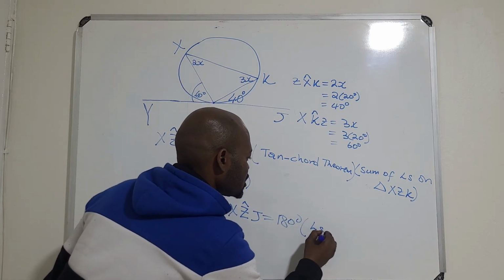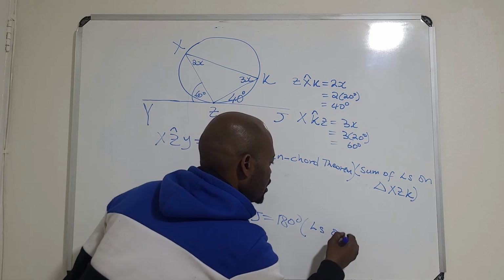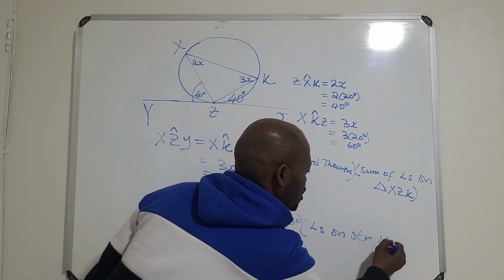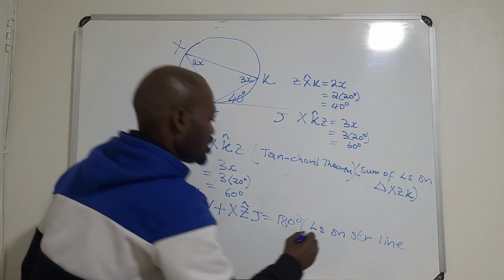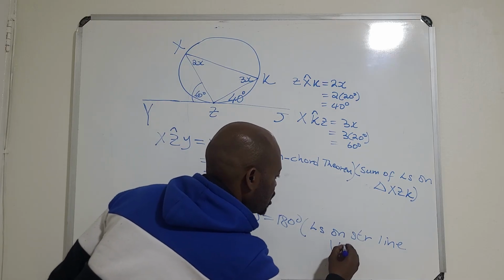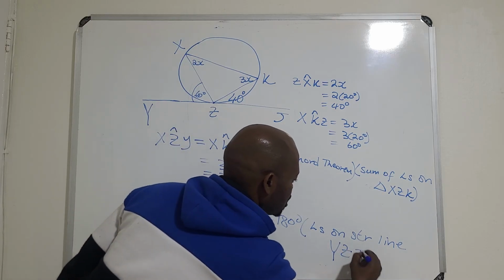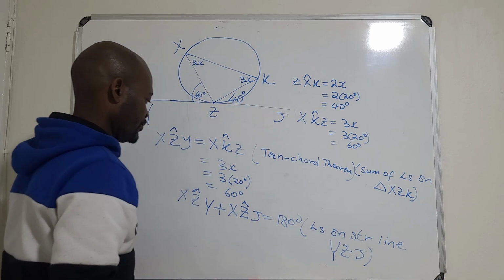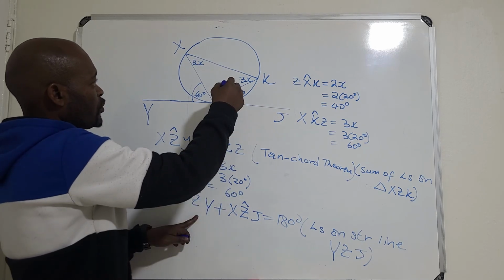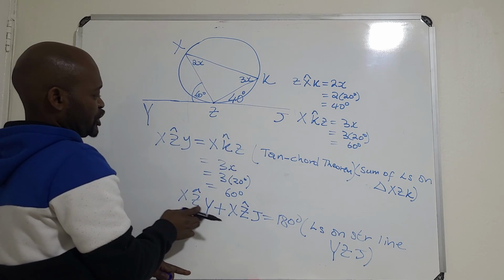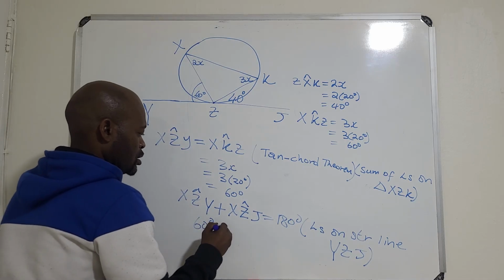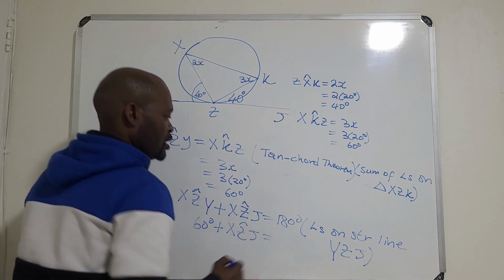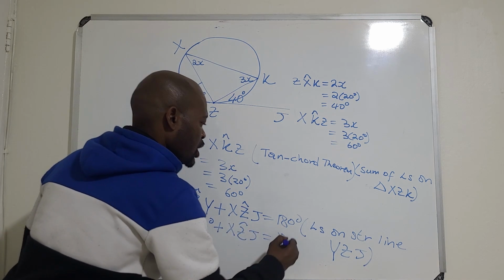Therefore, angles on a straight line. Which line is that? Y, Z, J. Angles on a straight line, what's Y, Z, J? Therefore, we know that angle XZY is 60 plus angle XZJ, which is equal to 180.